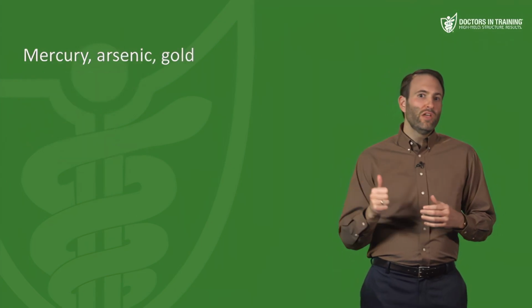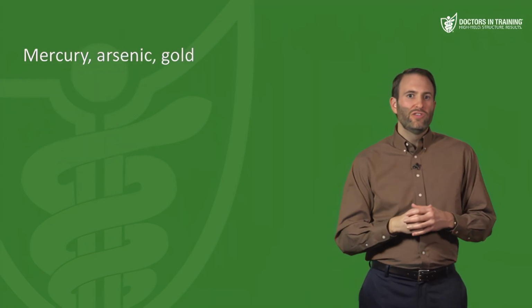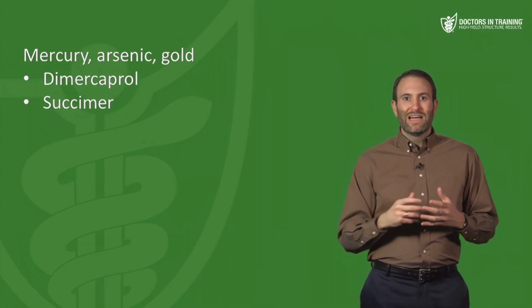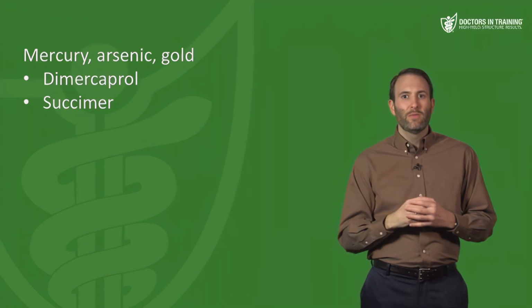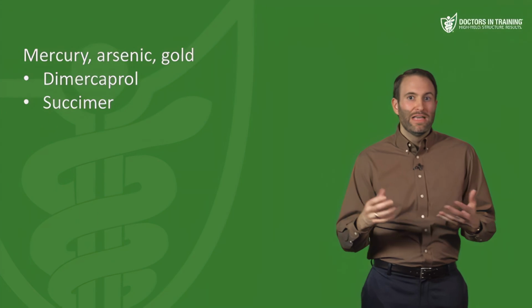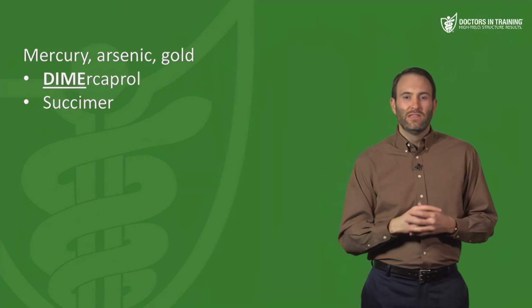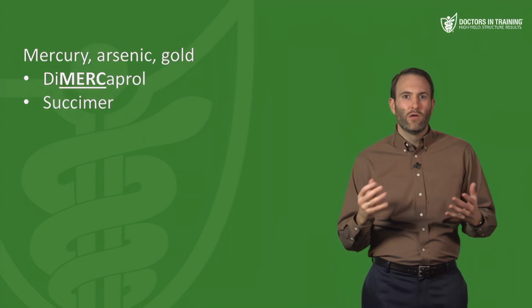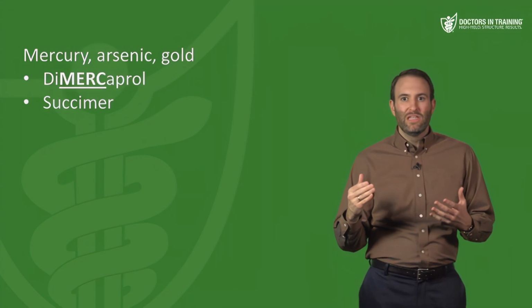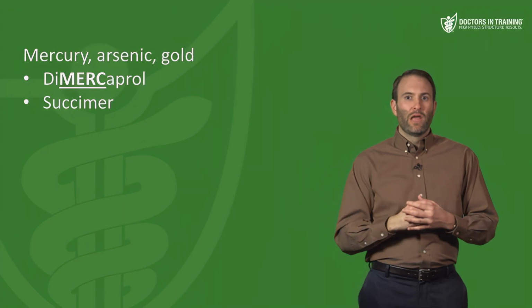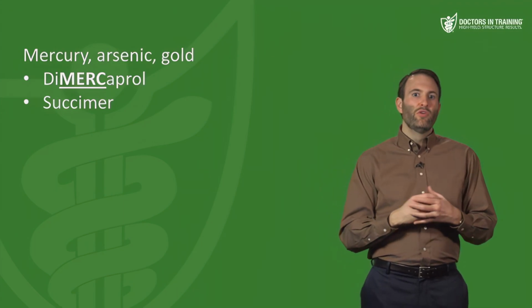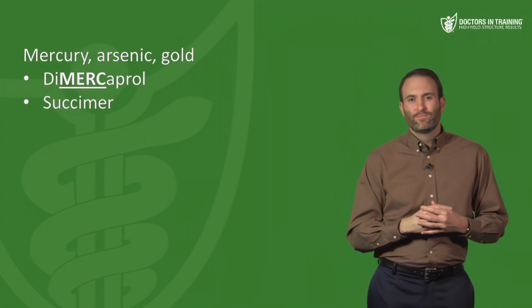Next, we have mercury, arsenic, or gold. You can use dimercaprol or succimer. And there's a nice little hint for dimercaprol. If you think about gold as being a monetary unit and a dime as being a monetary unit, then dimercaprol is helpful then. You can also use the four-letter arrangement of MERC for mercury as well, and that dimercaprol as well. So you can use that to help remember your dimercaprol for mercury overdose.